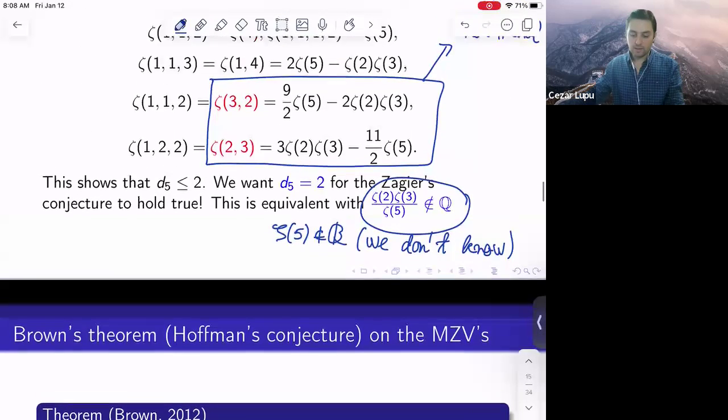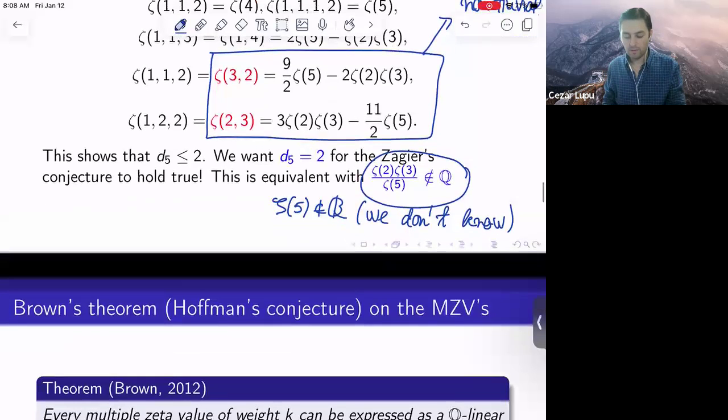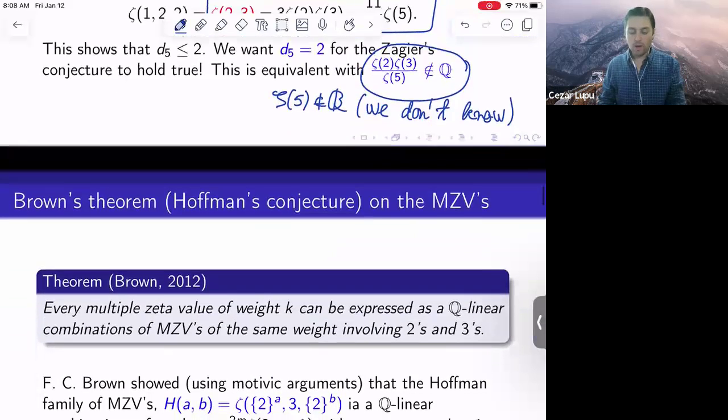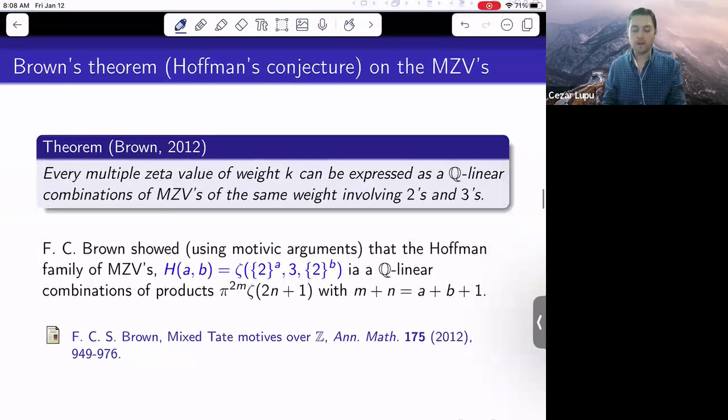So, like I said, these are the first non-trivial relations for the Hoffman elements. We have this theorem of Brown. In fact, it was a conjecture of Hoffman back in the early days of MZVs. I think Hoffman made this conjecture in 1997, in one of his papers, and Francis Brown proved it in 2012.